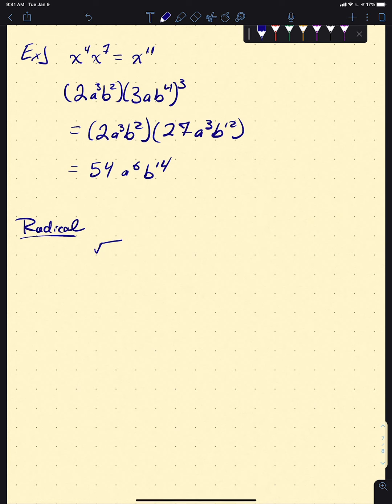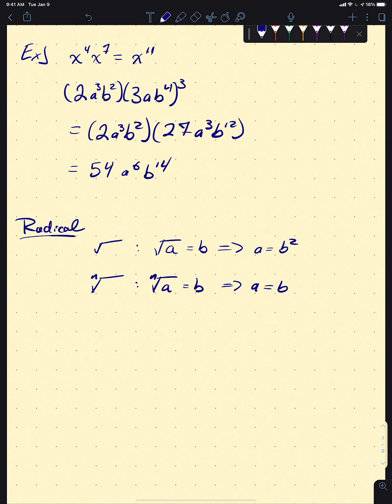the square root. And what this means is that if the square root of a equals b, well, that means that a is equal to b squared. We can actually define this for arbitrary radicals, right? We can say that the nth root is defined as such. If the nth root of a equals b, well, then a equals b to the n. Again, this should be fairly familiar.